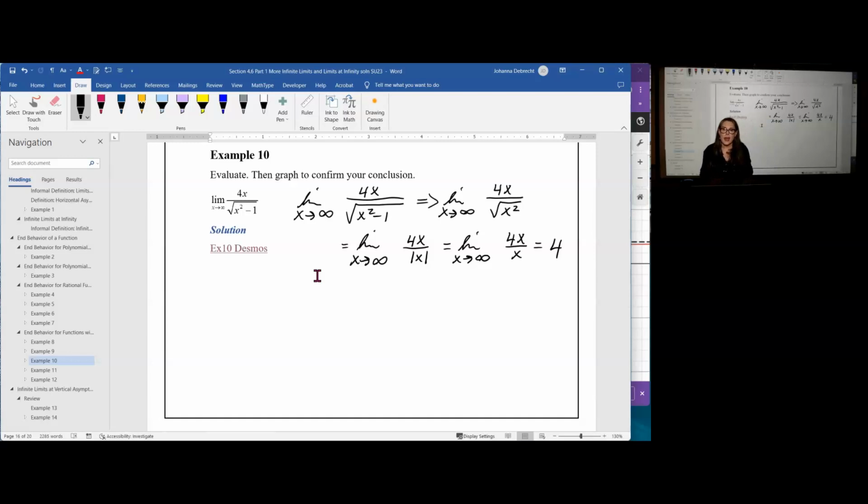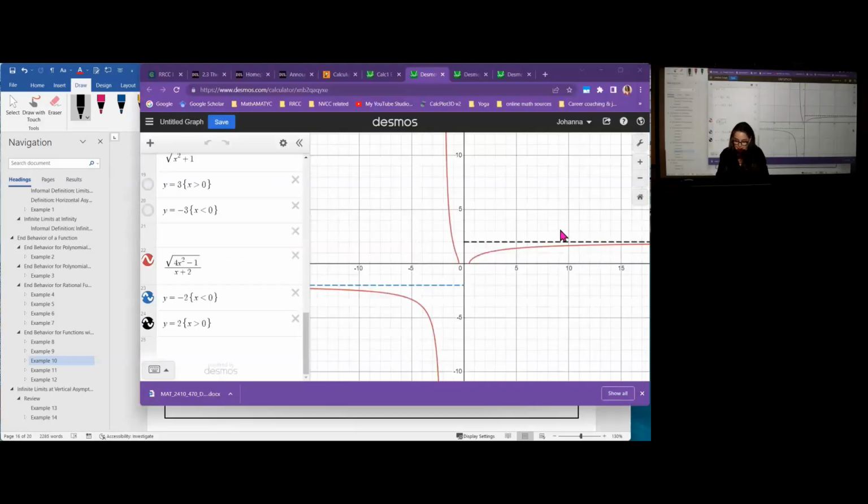What do you think would happen if instead I were approaching negative infinity? Everything would be the same to this step with the absolute value of x. But if I were approaching negative infinity, I would have to replace this with a negative x, which would lead to a horizontal asymptote of negative 4. And that, in fact, is example number 11.